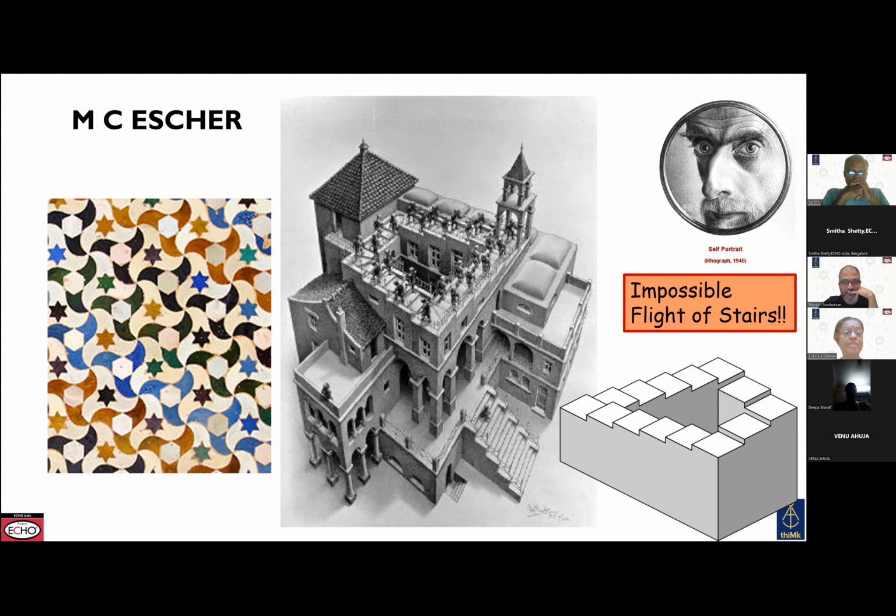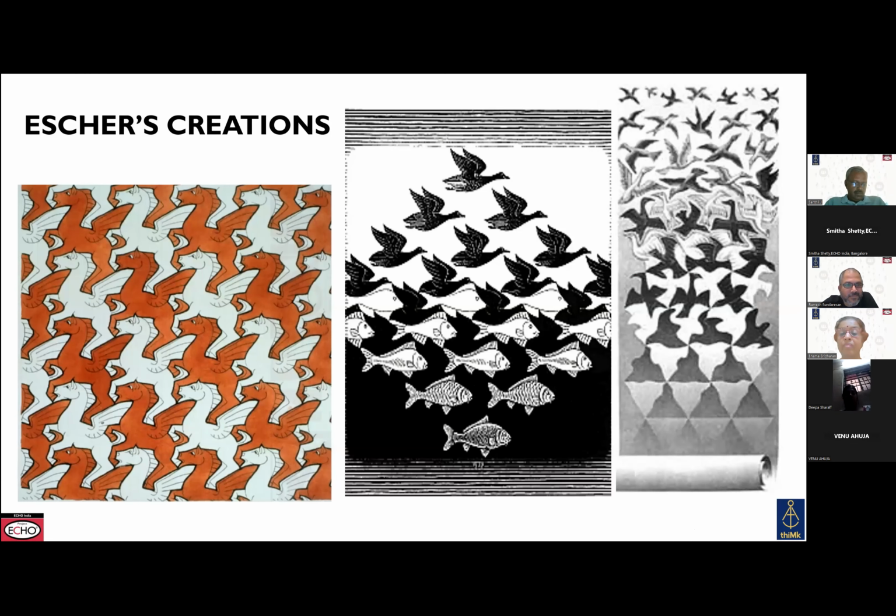So on the left is the Alhambra, the site again in Spain, where there's beautiful tessellation. And when traveling, he was very inspired by this architecture, right? And inspired by this, he started creating his own artwork, which had these beautiful tessellations. So these are some of his famous tessellations that he created.